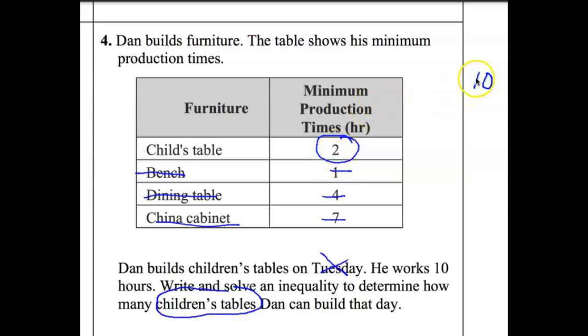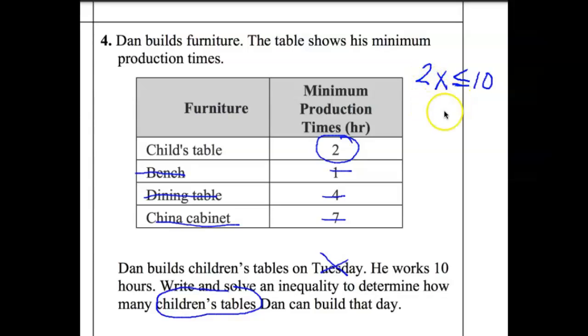So he's got 10 hours to work. He works either exactly 10 hours or he could work less than 10 hours, one or the other. We do not know how many tables he builds, but we do know that he can build one table in 2 hours. So 2 hours times, we don't know how many, total tables is going to be less than or equal to 10 total hours.